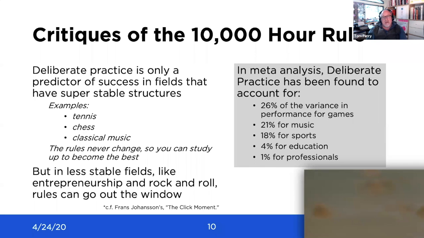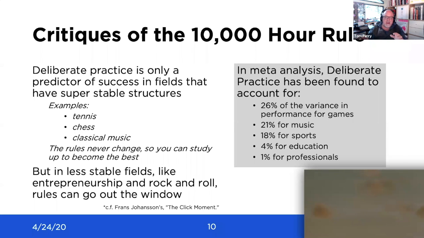There was an interesting meta-analysis that was done on deliberate practice. A meta-analysis is where they gather a whole bunch of studies that have been done, a whole bunch of academic studies on deliberate practice. And this number, they had 900 different studies that they were examining. And across all of those studies, they found some interesting numbers.